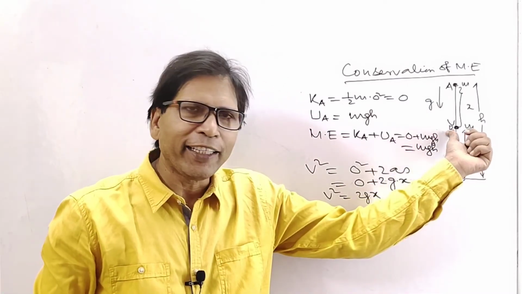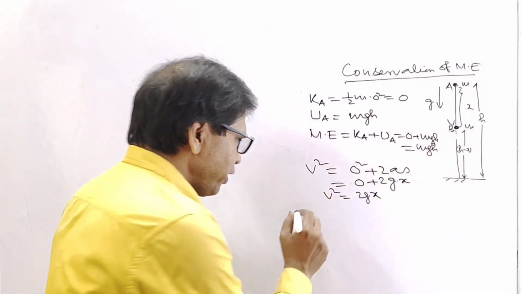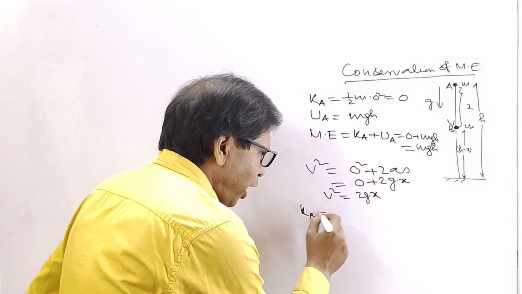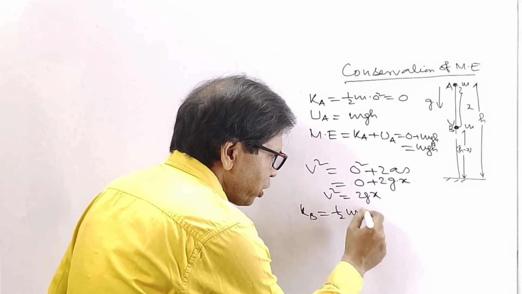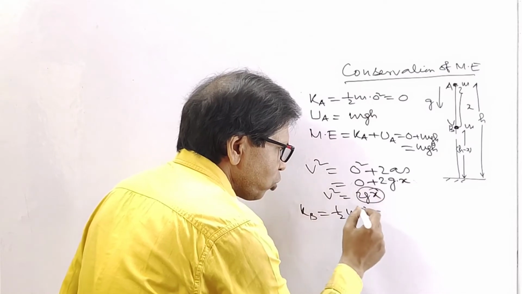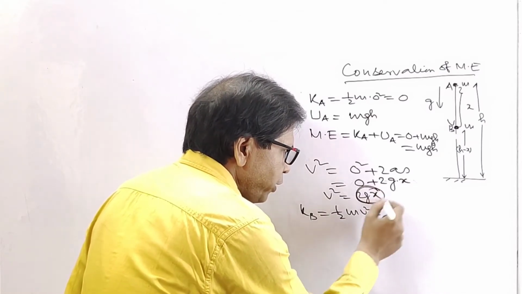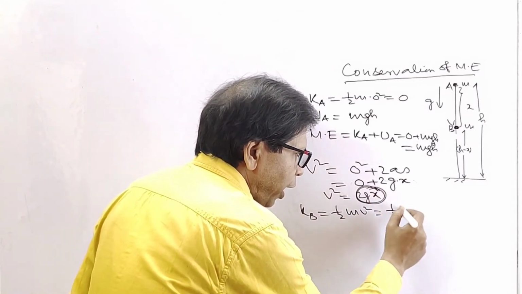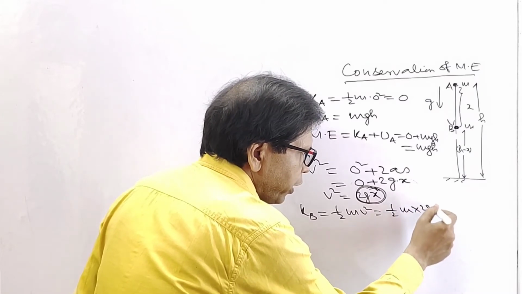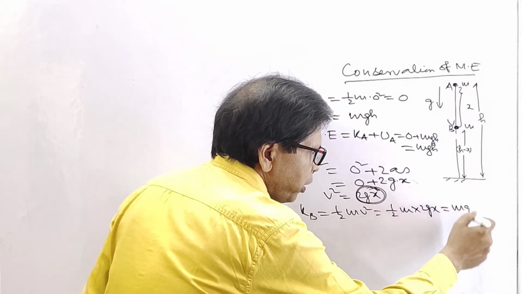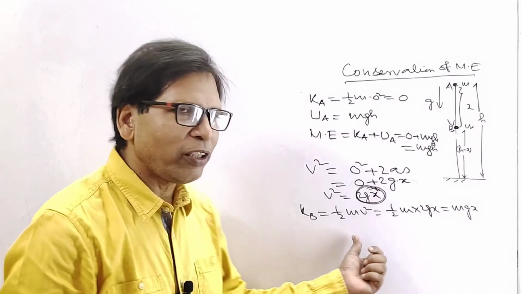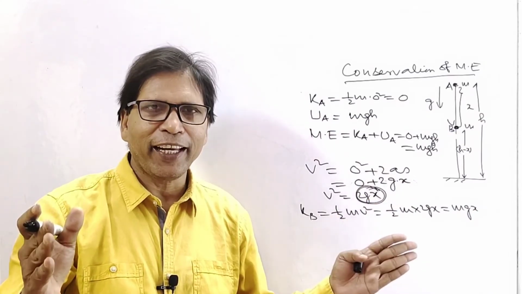Now what is the kinetic energy at B? KB is half m v square. Sorry, v square is 2gx. So this is half m into 2gx, so this is mgx. Okay, understood?